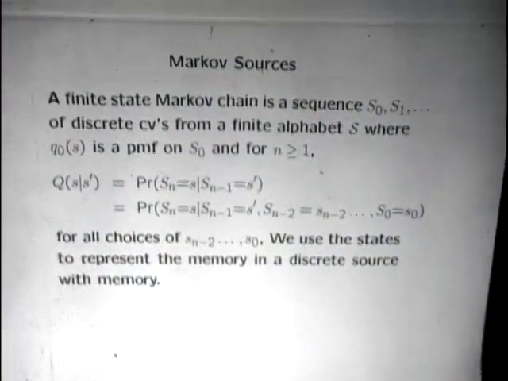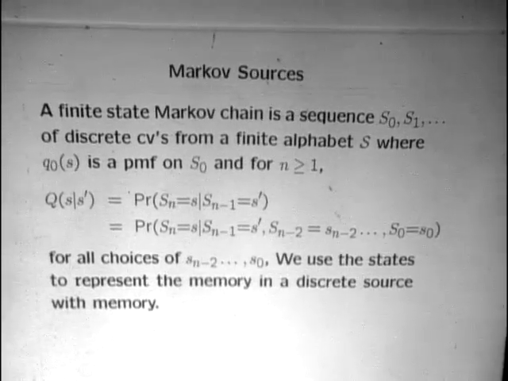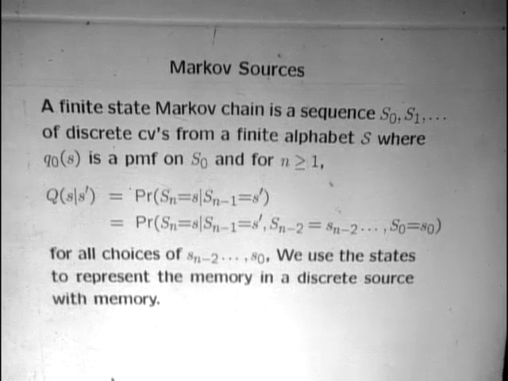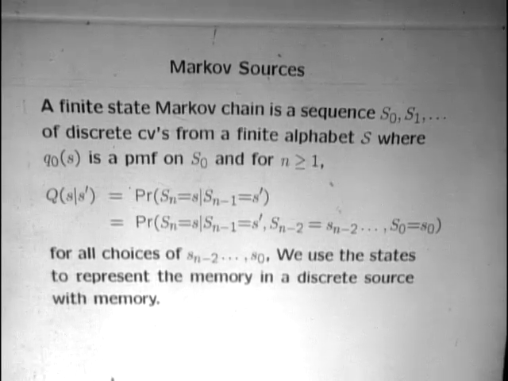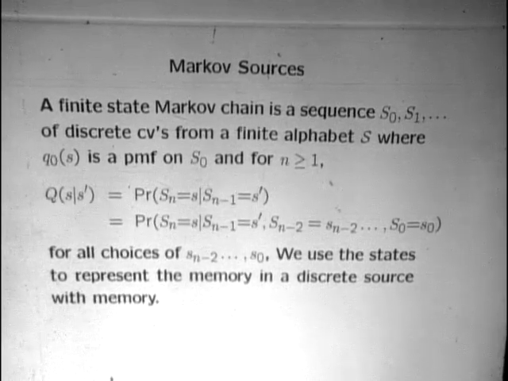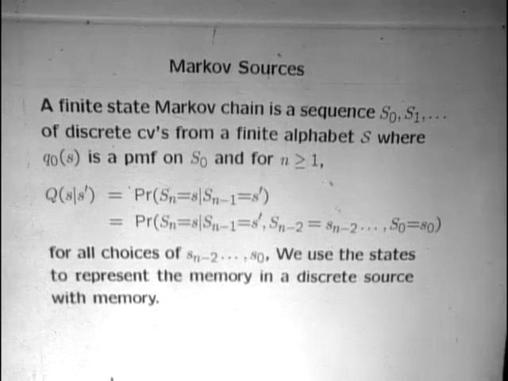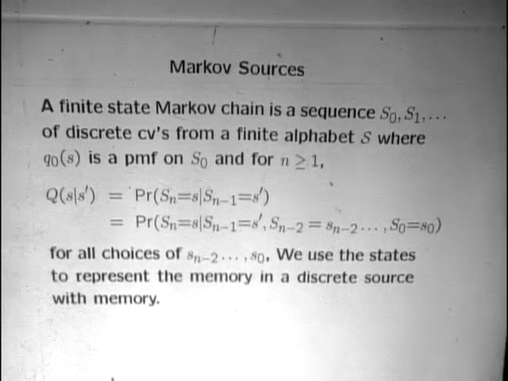A finite state Markov chain, I assume you're somewhat familiar with Markov chains from taking a probability course. If you're not, you should probably review it there because the notes go through it pretty quickly. There's nothing terribly complicated there, but a finite state Markov chain is a sequence of discrete chance variables. In that sense, it's exactly like the discrete memoryless sources we were looking at. The letters come from some finite alphabet, so in that sense, it's like the discrete memoryless sources.